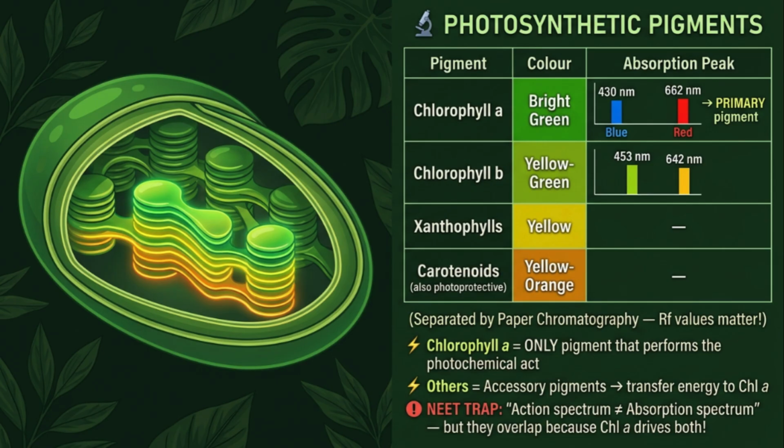Now, here's the NEET trap. The action spectrum, which shows the rate of photosynthesis at different wavelengths, almost exactly mirrors the absorption spectrum of chlorophyll A. That is direct proof that chlorophyll A is the pigment driving photosynthesis. These pigments are separated using paper chromatography. The solvent moves up the paper, and each pigment separates based on its RF value. Carotenoids travel the farthest. Chlorophyll B moves the least.